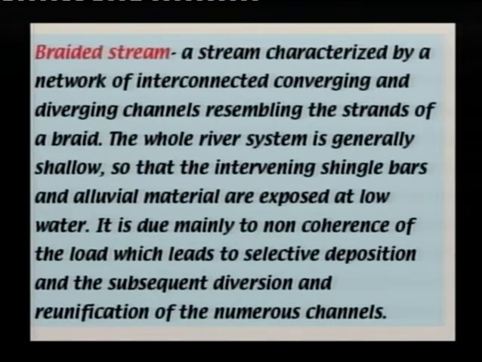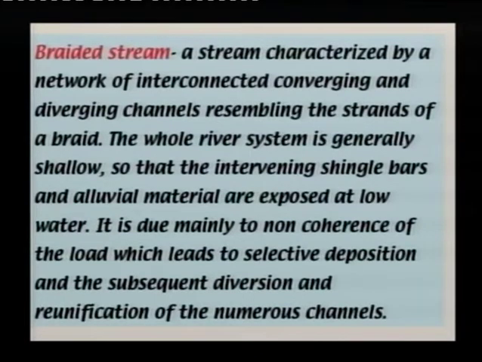The whole river system is generally shallow, so that the intervening shingle bars and alluvial material are exposed at low water. In other words, that is simply to do with the deposited material, as explained by the group. The reason why braiding occurs is simply because of the depositional features, whereby the river has to take different courses so that it goes around those obstacles which have been deposited.